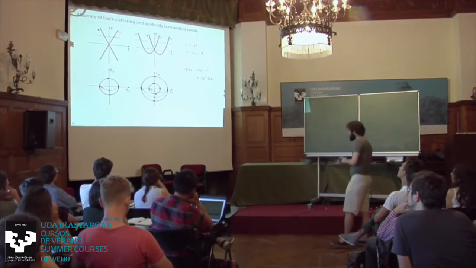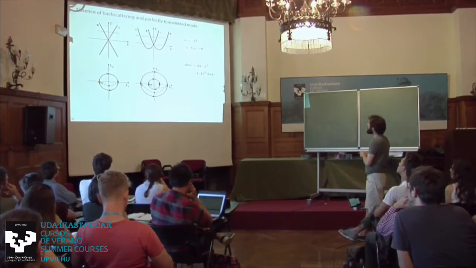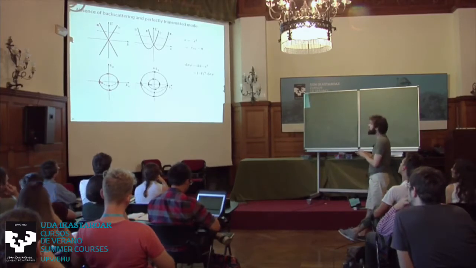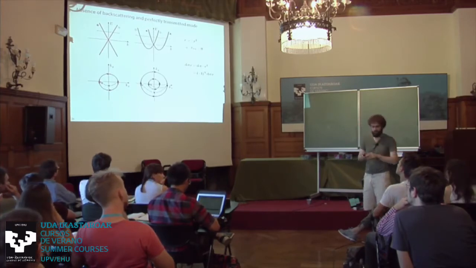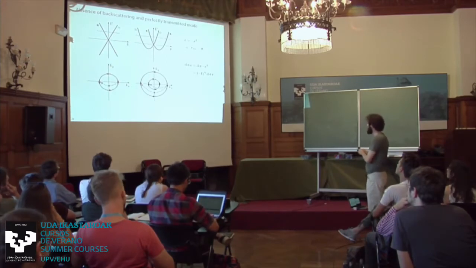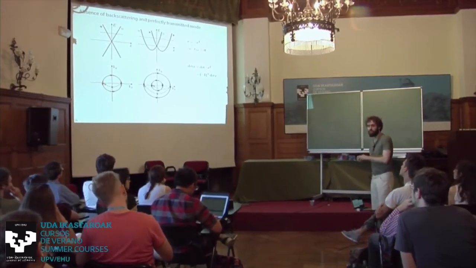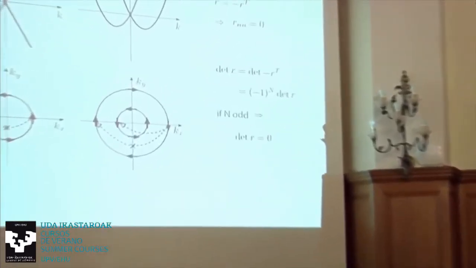But more than that, if I look at the determinant of the reflection matrix, it is -1 to the power of the size, or the number of modes, of the reflection matrix. And in this case, where I have only one Dirac fermion, the number of modes is odd. -1 to the power odd is -1. So that means that the determinant of R is equal to minus the determinant of R. That means the determinant of R is 0.